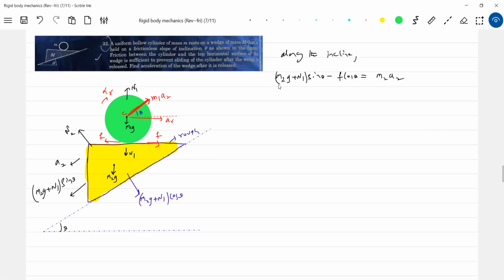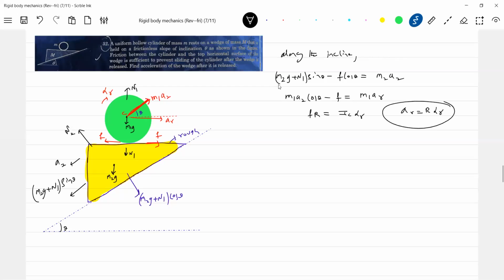Then for the hollow cylinder, uniform hollow cylinder, M1A2 cos theta minus F should be equal to M1AR. Then F into R should be equal to IC into alpha R. Let me write it. Then can I write AR equal to R alpha R? Or we should not write?